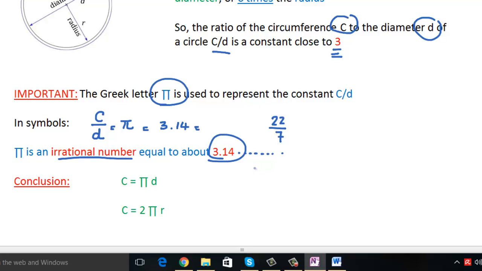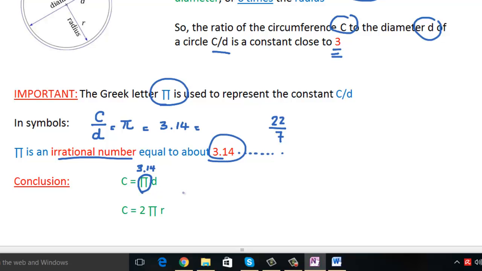So the conclusion of this lesson is that the circumference equals pi times d. Before, as an estimation, we said the circumference is 3 times the diameter. Here the circumference is 3.14 times the diameter. As you can see, pi is very close to 3. That's why we use 3 for an estimation, but the good calculation has to be pi times d.